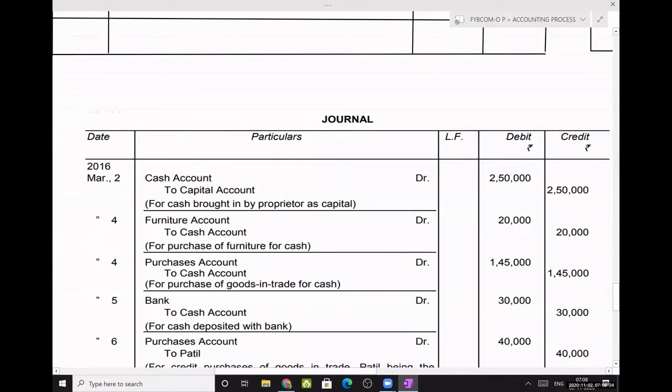Cash is coming in and you're starting up a business, so that's your capital. So cash account debit to capital, 2,50,000. Narration being cash brought in as capital by the owner or by the proprietor.